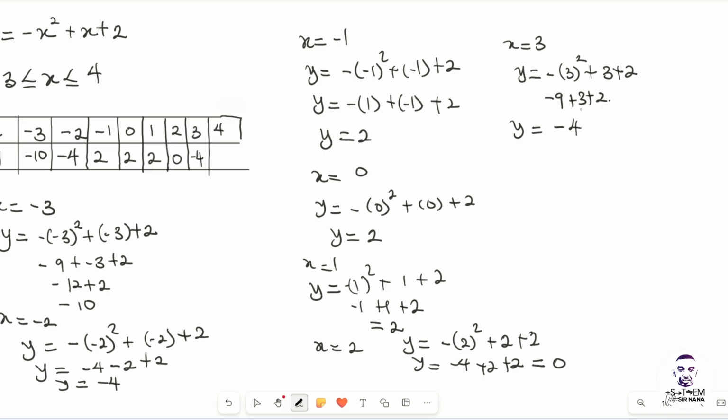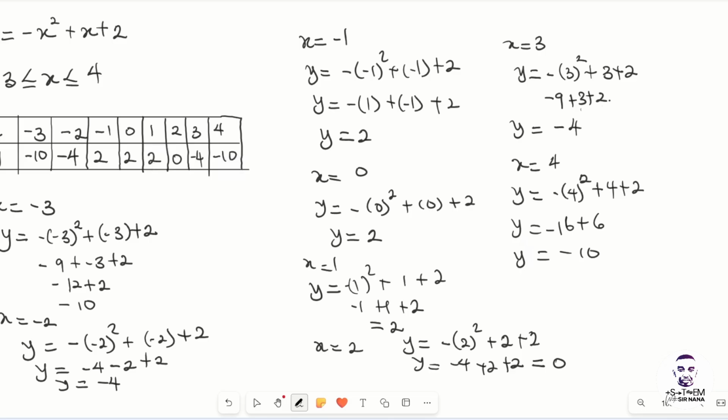Then finally, if x is equal to 4, then we'll have y equal to negative 4 all squared, and then plus 4 plus 2. And in this case, we have y equal to negative 16 plus 4 plus 2 is 6. So we have y equal to negative 10. So we have negative 10 here.